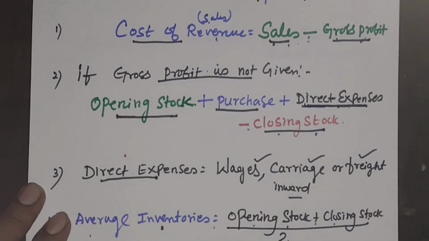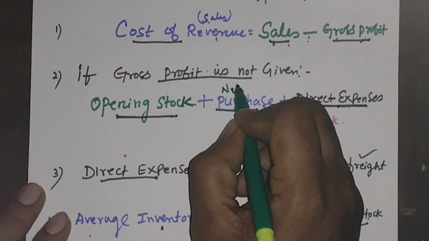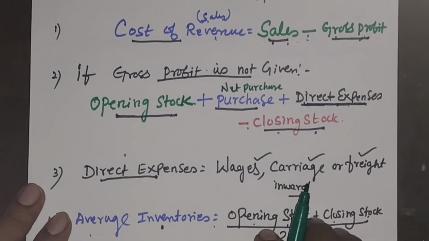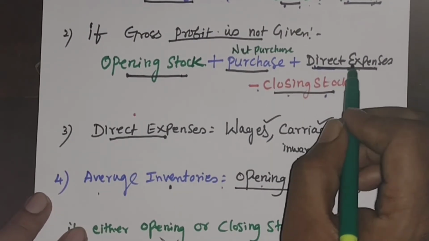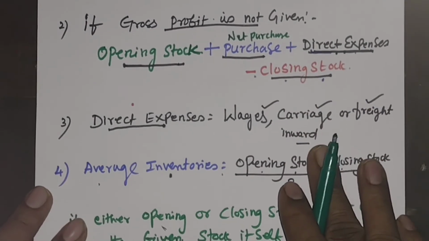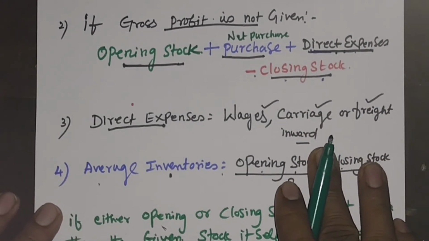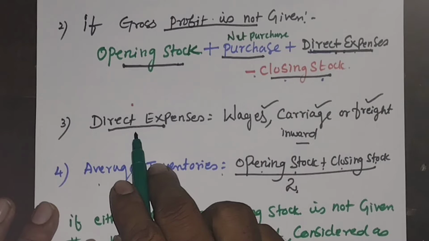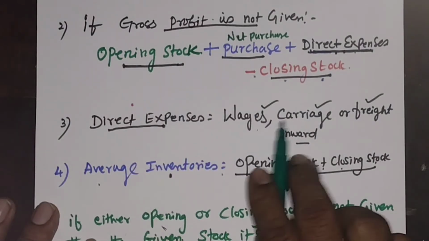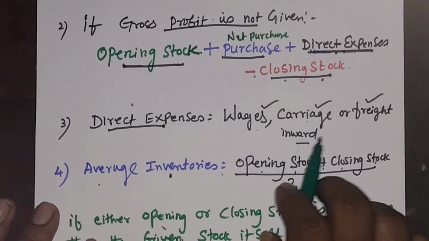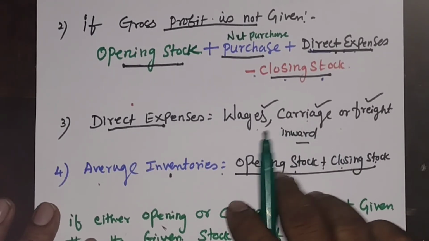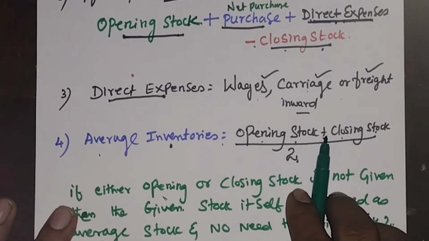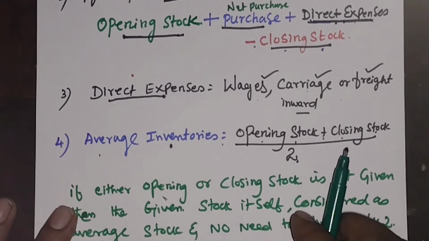Here purchase means net purchase. What is this net purchase? Purchase minus purchase return. Next, what is this direct expenses? Direct expenses means any expenses incurred during the time of purchase or during the time of manufacturing. Direct expenses include wages, carriage or freight inward, octroi, or any manufacturing expenses. Yes, this average inventories has been explained already: opening stock plus closing stock divided by 2.